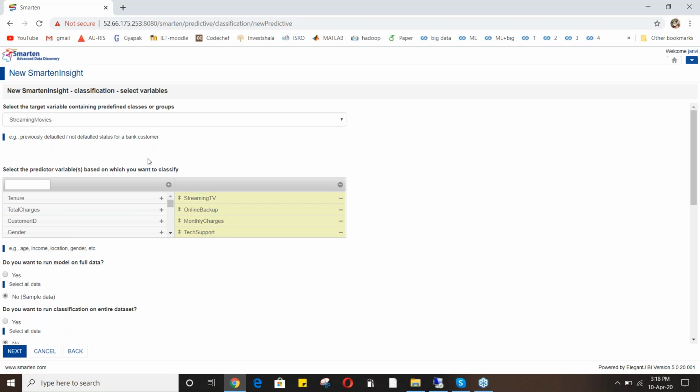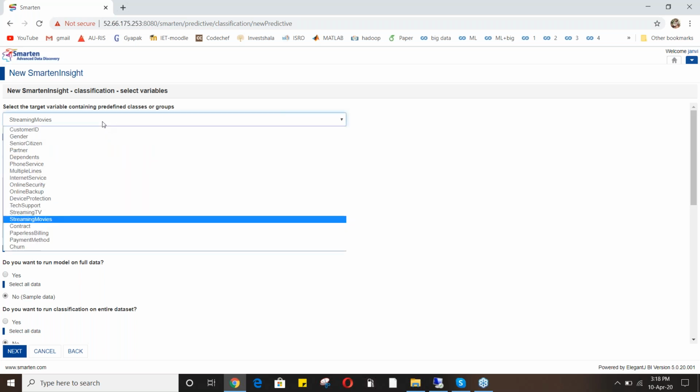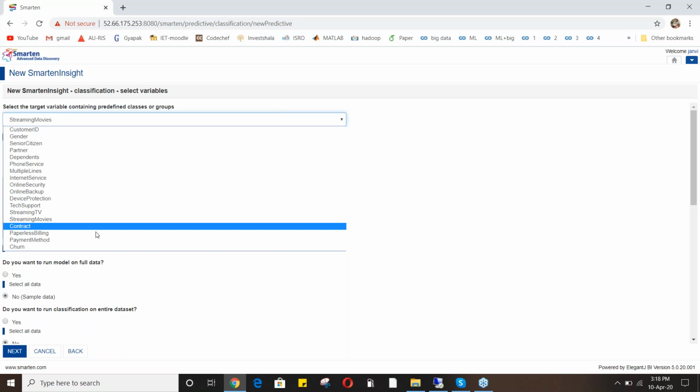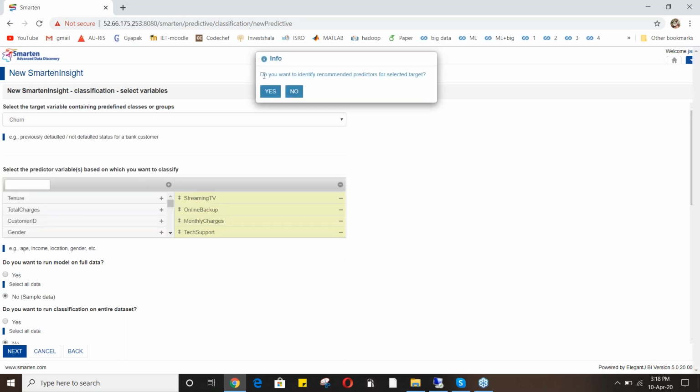So from this screen, we need to select our target for the classification model. So I'm selecting customer churn as a target. Our model is asking, do you want to identify recommended predictors? So I'm giving yes.